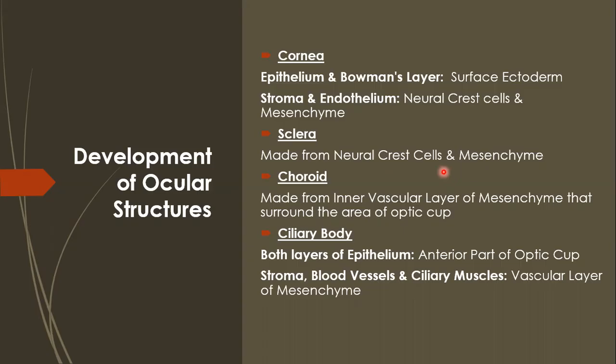Choroid is made from the inner vascular layer of mesenchyme. So mesenchyme has a vascular and an avascular layer. The choroid is the layer that absorbs light and has a vascular supply, right? It contains vessels. That is why it is formed from the inner vascular layer of the mesenchyme, which has blood vessels and surrounds the area of the optic cup.